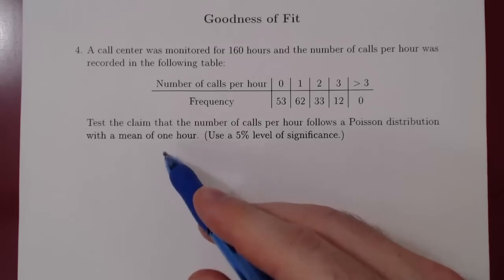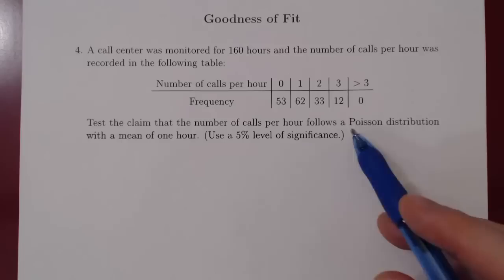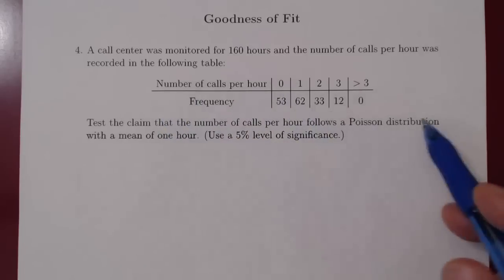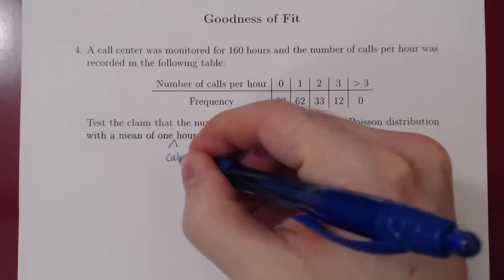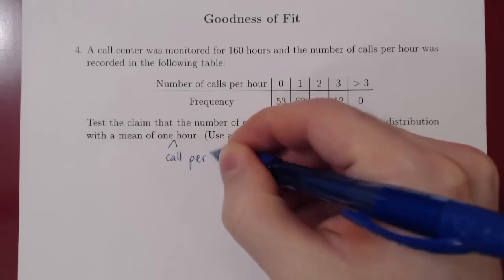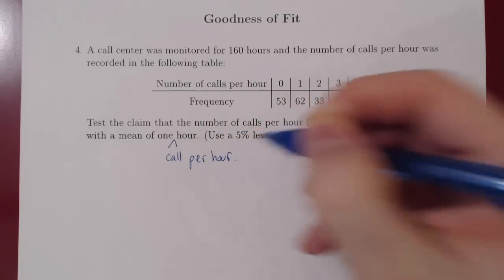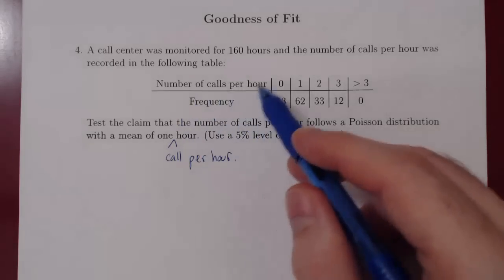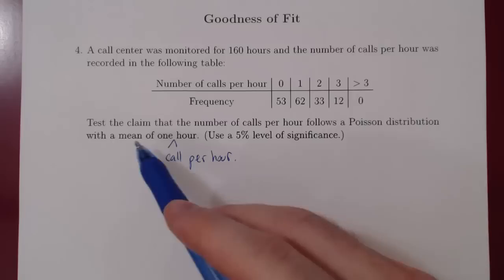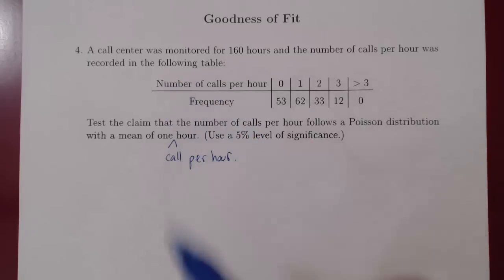Oh, there's something missing here, sorry. We're considering the number of calls per hour, so here with a mean of 1 call per hour, because again we're considering the random variable that is the number of calls per hour. So the mean should be for the number of calls per hour.